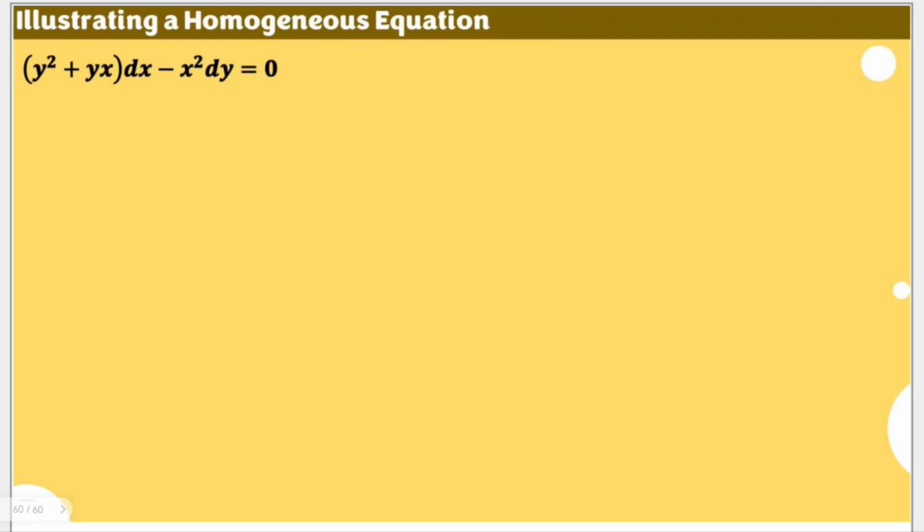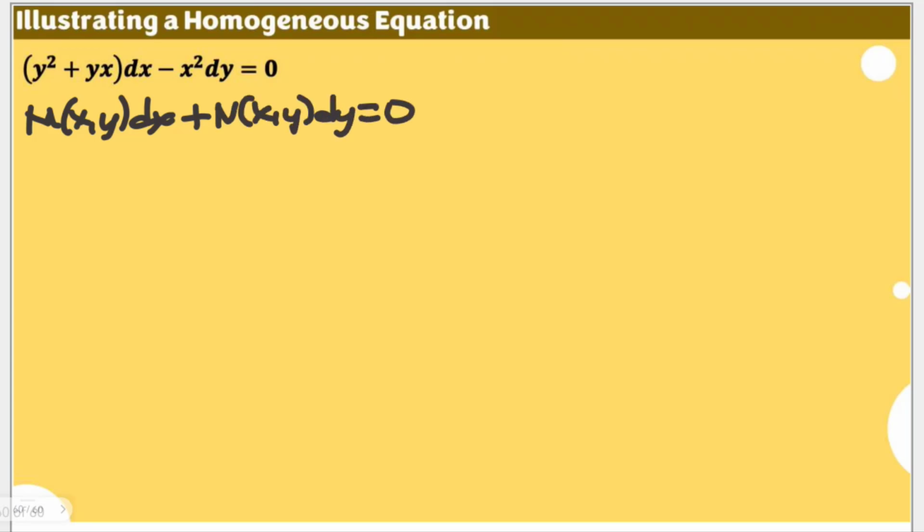Later, on a separate video, we are going to solve this homogeneous equation. But first, let us of course establish that this is really a homogeneous equation. In order to do that, let us try to identify the functions M of x y plus N of x y dy equal to 0. Our M of x y here is a function written beside our dx. That's actually y squared plus yx.